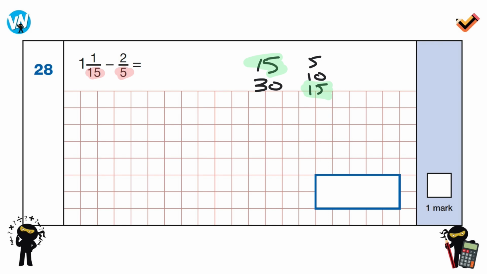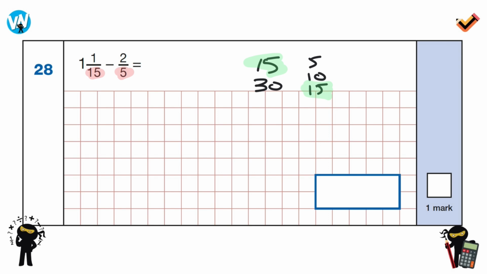Now, the second part is knowing that I'm going to need to convert, because it's a subtraction of a mixed number and a fraction. I need to convert this mixed number to an improper fraction. So I need to do the denominator times the whole number, add the numerator. So I'm going to do 15 times 1. I'm just going to write the question out a little bit larger.